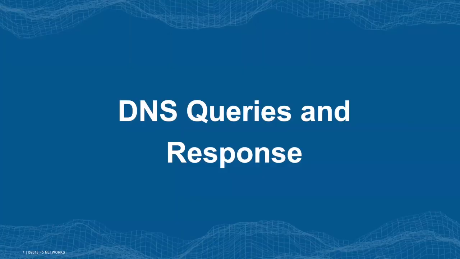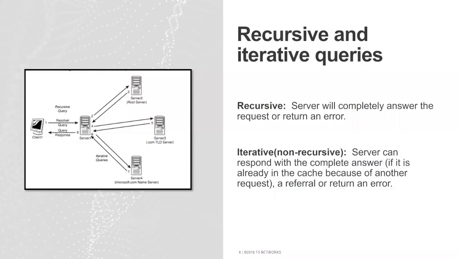Next, we will take a look at the types of DNS queries, how the DNS queries and responses work, and what the differences are between recursive and iterative DNS query, which can be explained on the next slide. Recursive is a process where a server will completely answer the request or return an error, whereas iterative is the non-recursive process of a server that responds with a complete answer if it already has it cached, or it sends a referral, or it sends an error back to the client.